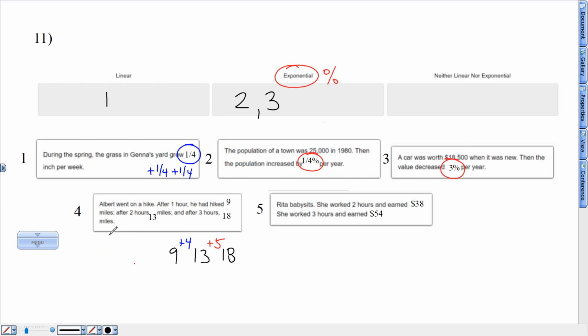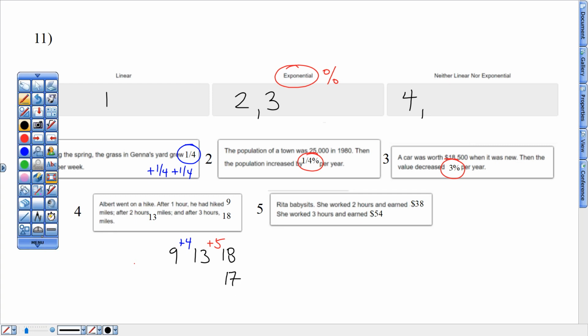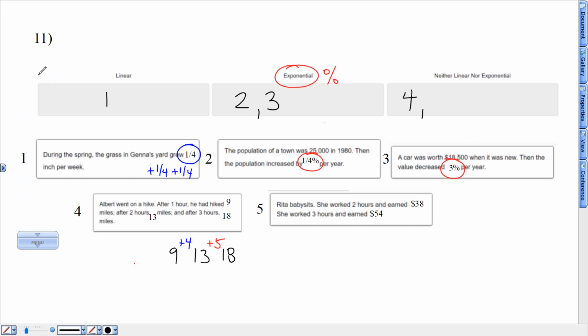That would be neither. If those were all going up by 4s, like maybe the next one would have been 17, then I would have put that in linear, but it didn't. So I leave it in the neither category. All right, last one has you actually do a little bit of work.